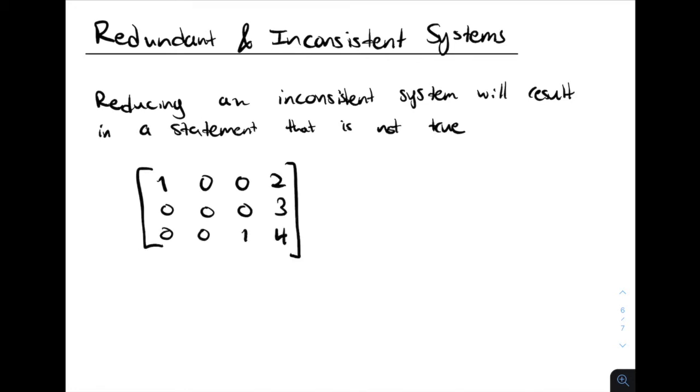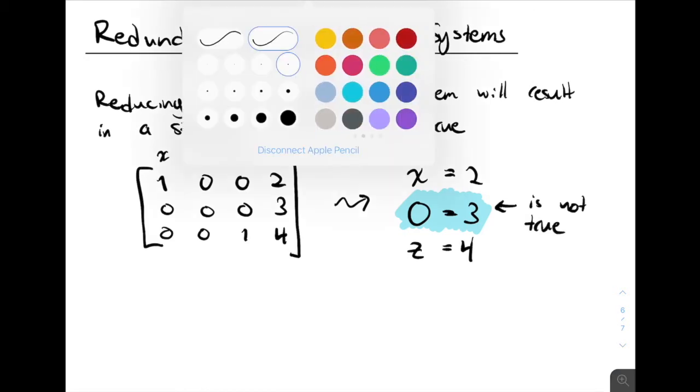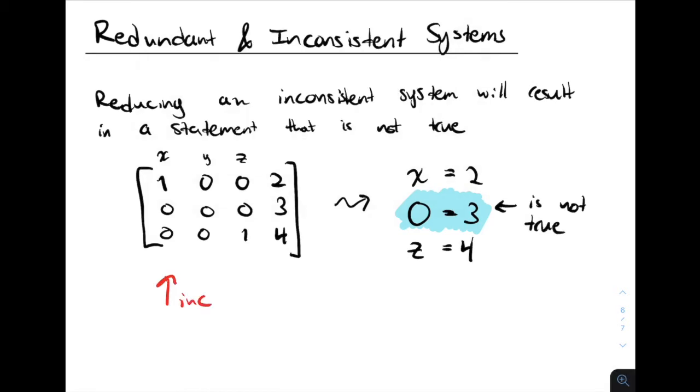If we use technology to row-reduce a matrix and received this matrix as our final answer, if we tried to interpret it as a system, it would tell us that x equals 2, 0 equals 3, and z equals 4. However, 0 does not equal 3. This statement is not true. This tells us that what we're looking at is an inconsistent system.